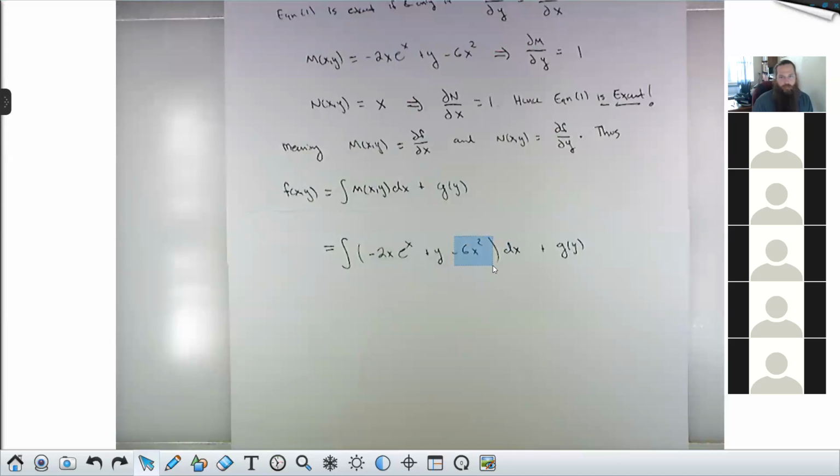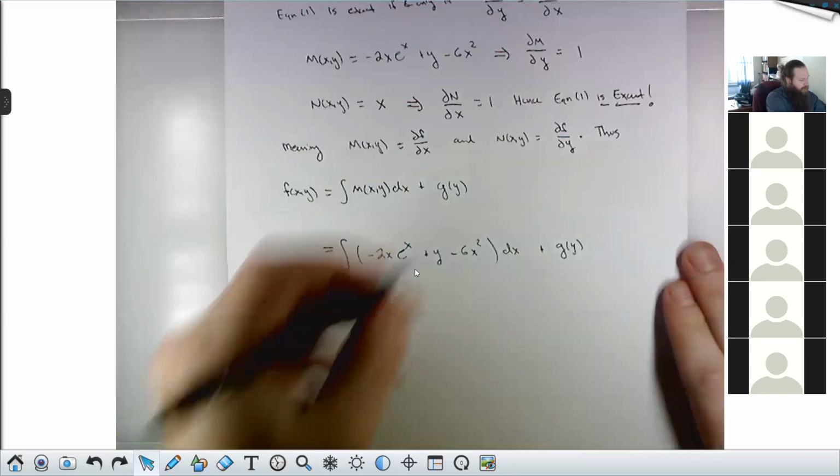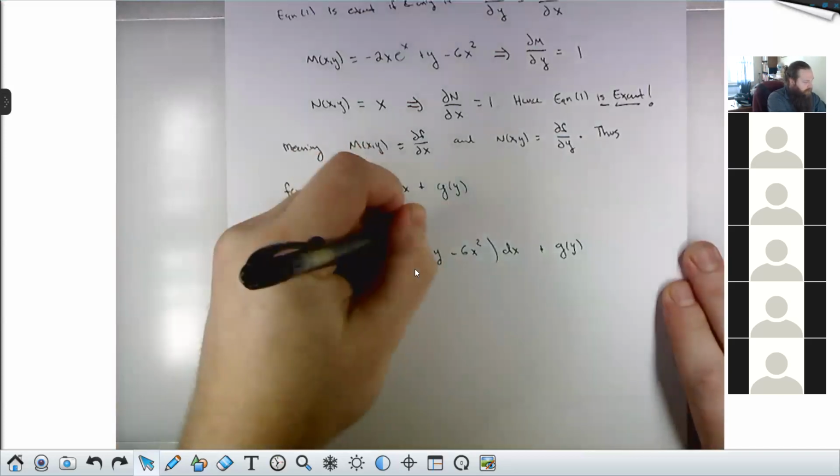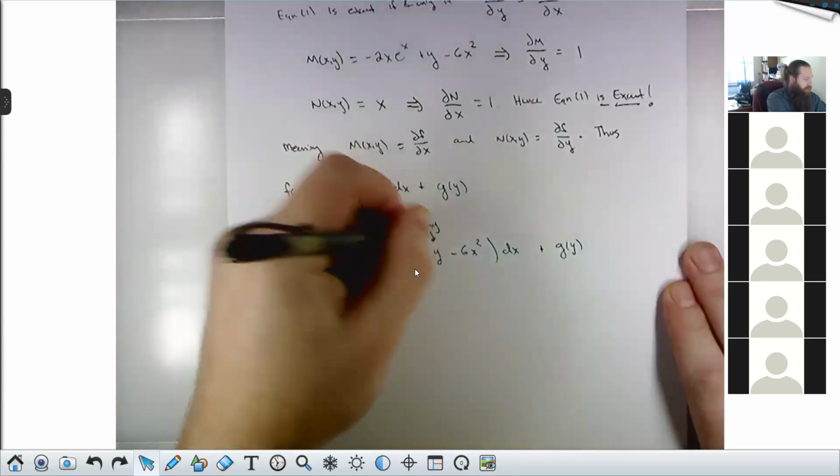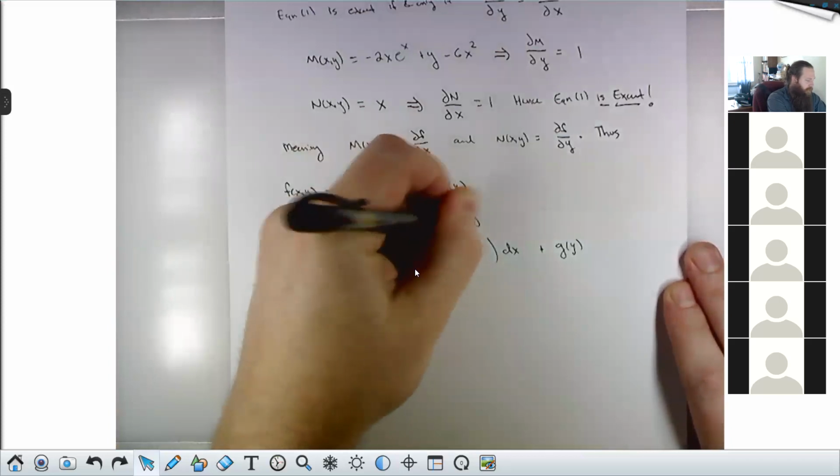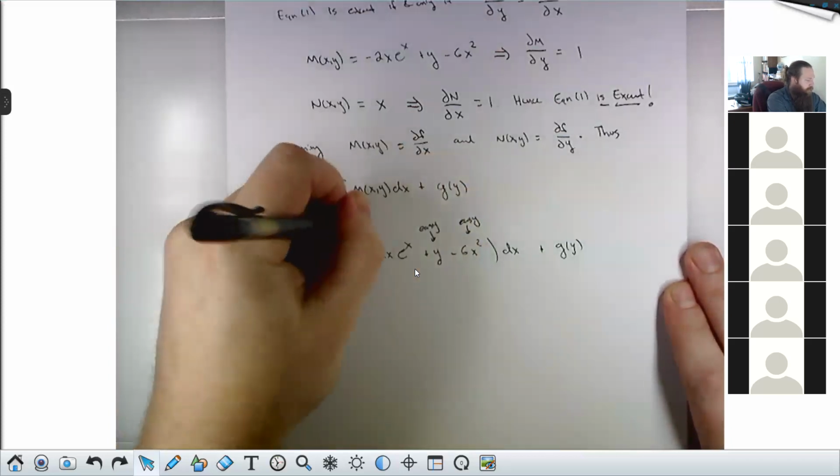2x cubed. Good. What's the integral of y dx? xy. Very good. How do I do this one? Integration by parts. Yeah, so off to the side here, I know this is easy. This is easy. This requires IBP.